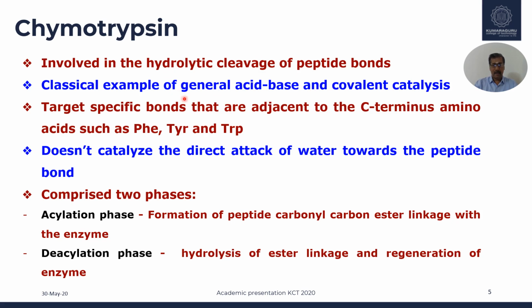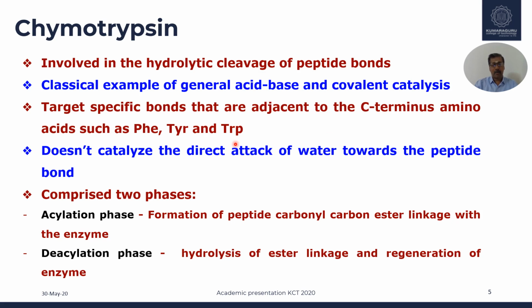It really explains how a general acid-base catalysis occurs. It's a classical example. Similarly, when you see the biochemical reaction mediated by chymotrypsin, you can see the formation of a covalent bond. In that way, chymotrypsin is a classical example to explain the principle of covalent catalysis. So 2 different concepts occur: acid-base catalysis as well as covalent catalysis. And already we have discussed, right?